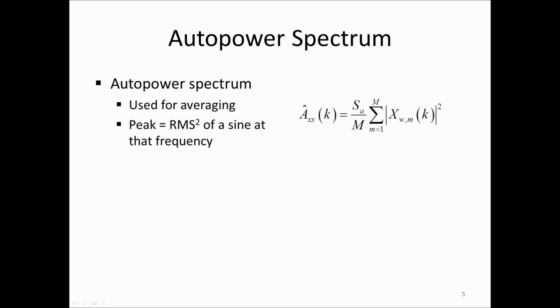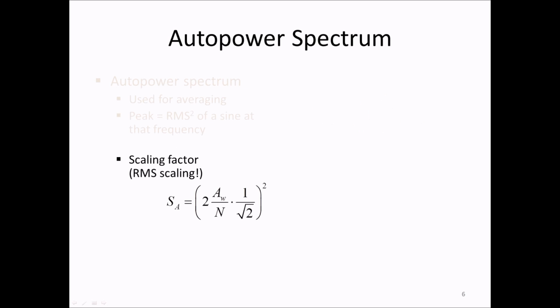To estimate the Autopower spectrum, then, we use this formula. We take the average of m FFT results, each based on the windowed DFT results, uppercase X sub Wm. We average the magnitude squared of each frequency bin of this DFT. And finally, we apply a scaling factor, uppercase S sub A, to make the values scaled to the RMS level squared. This scaling factor, S sub A, we obtain in this way.